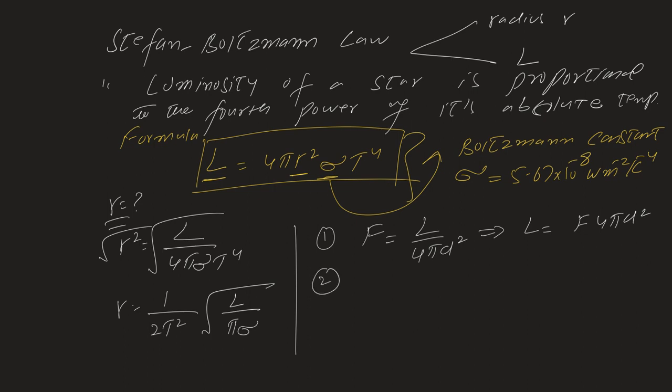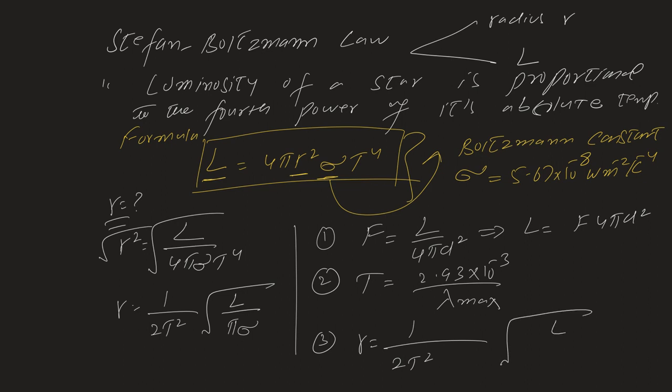Secondly, if you would like to calculate the temperature, you can calculate it by Wien's displacement law, T equals 2.93 into 10 power minus 3 over lambda max. Then you will apply the rule r is equal to 1 over 2T square times square root of L over sigma pi. Thank you.